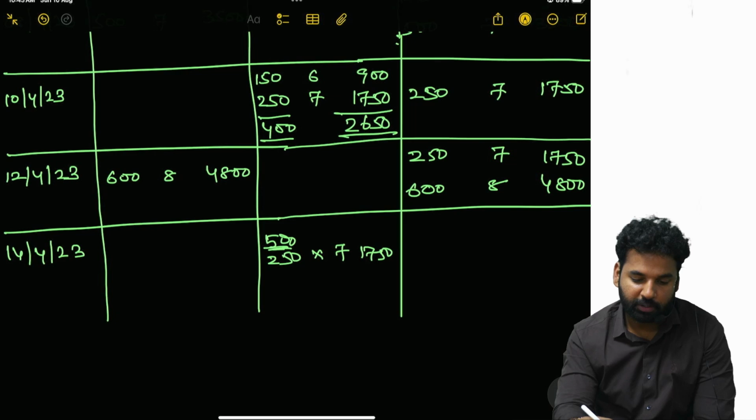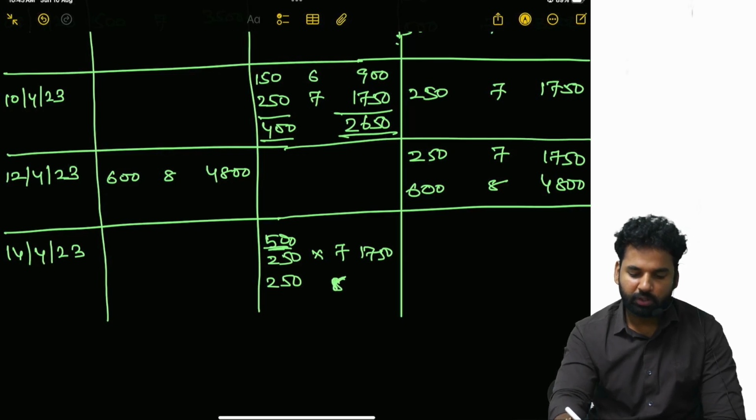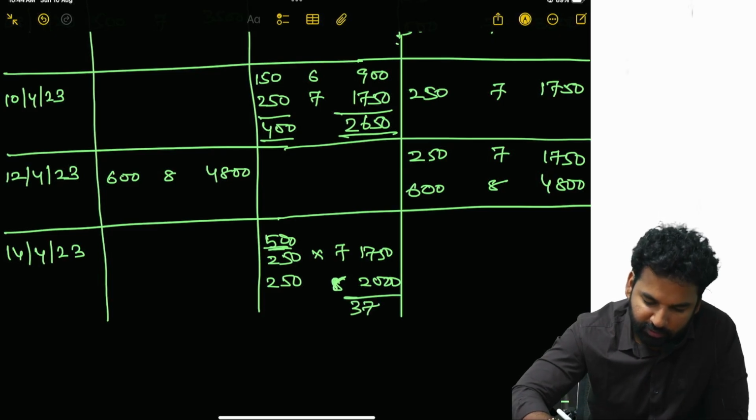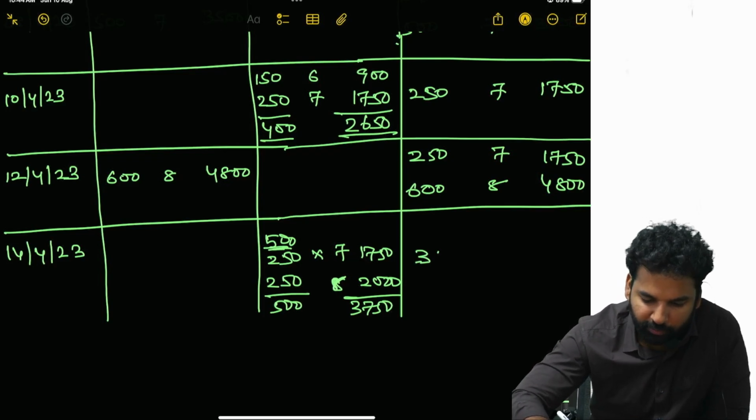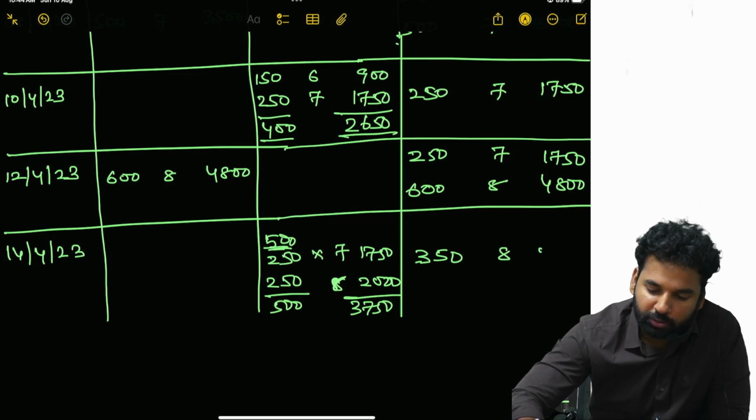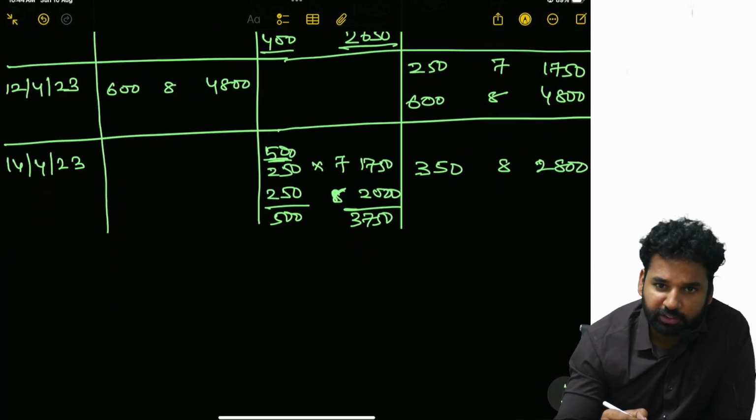350. No, sorry, 250 units. 250 units from the 600 lot. Okay. 250 into 8 equals how much? 2000. Okay. So totally it is 3750. 500 units at 3750. So the balance will be how much? 350 units at 8 rupees each. How much? 2,800. Right. So now, on 15th, is there any transaction?